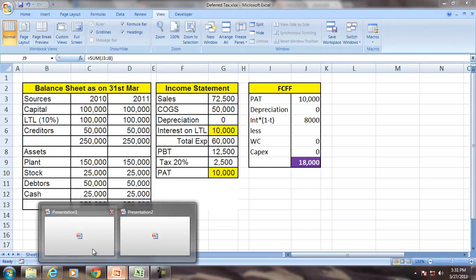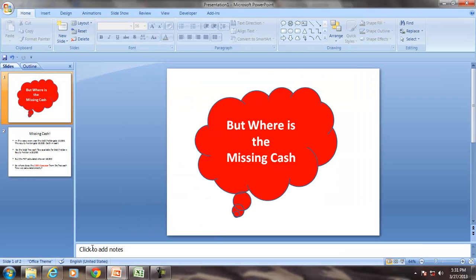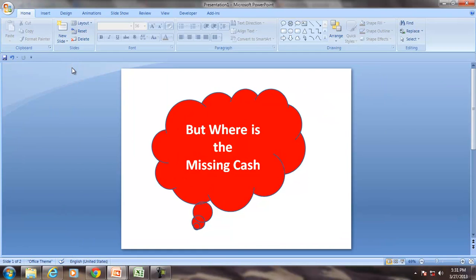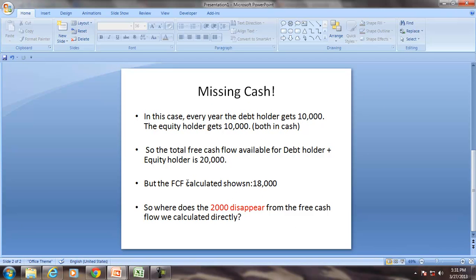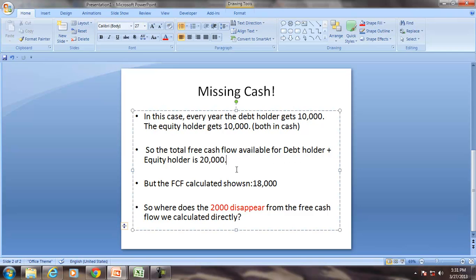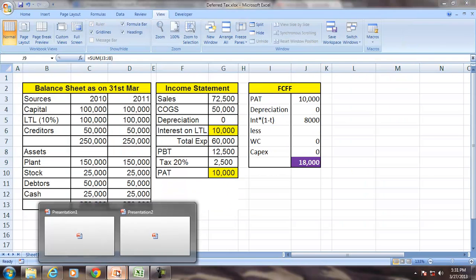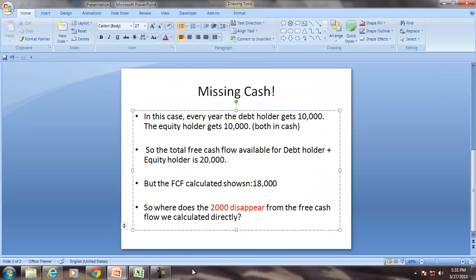Here comes the question. It says, but where is the missing cash? To strengthen his argument, it says, every year the debt holder is getting 10,000, the equity holder is getting 10,000, both in cash. So the total free cash flow available for debt holder and the equity holder is 20,000, but the free cash flow calculated here shows 18,000. So where does this 2,000 disappear from the free cash flows we calculated by using that formula? So this is a very common doubt.